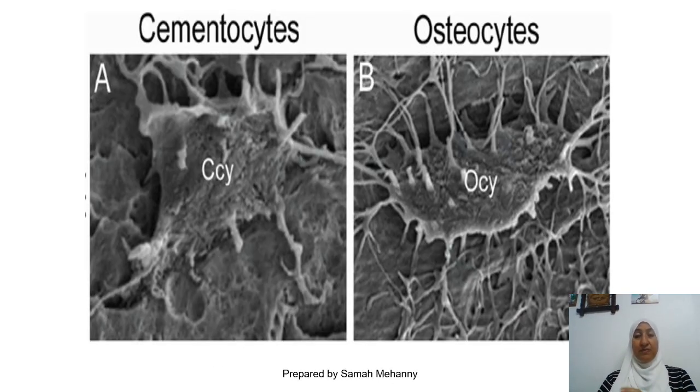Cementocytes and osteocytes by electron microscope: this is a scanning electron microscopic picture to scan the cells from the top view, showing both cells with multiple processes, but in the osteocyte the processes are evenly distributed, while in the cementocyte, as you see here, this part is very deprived of processes.